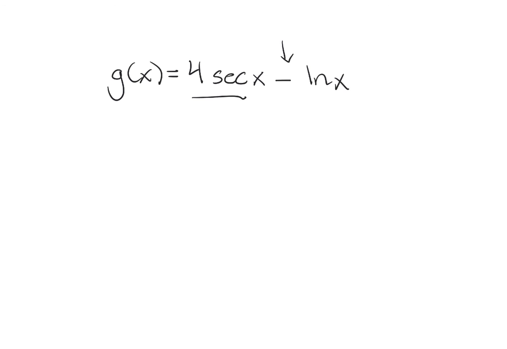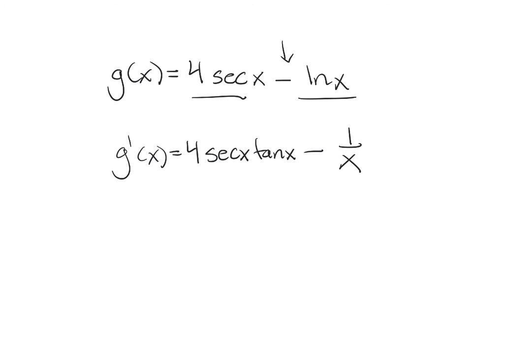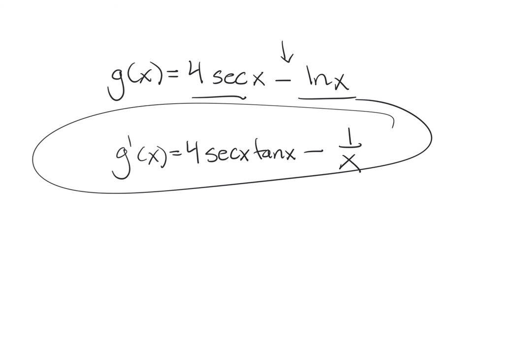Okay, here's the last example. g of x equals 4 secant x minus ln x. So this is just a difference. We just take the derivative of each term. So the derivative of g of x is 4 times the derivative of secant, which is secant x times tan x, minus the derivative of ln x, which is 1 over x. And that is all we can do.